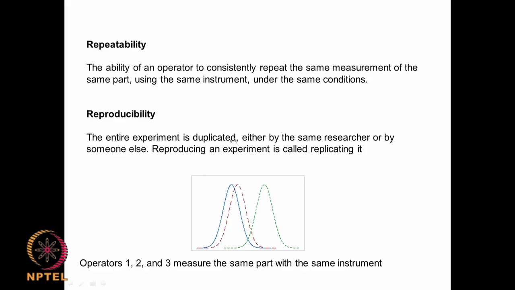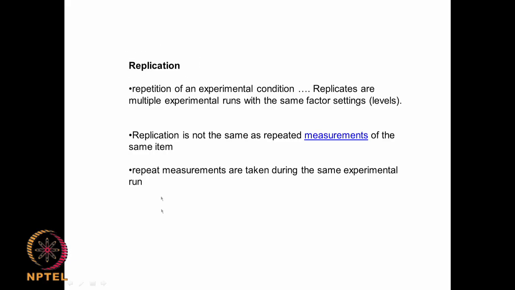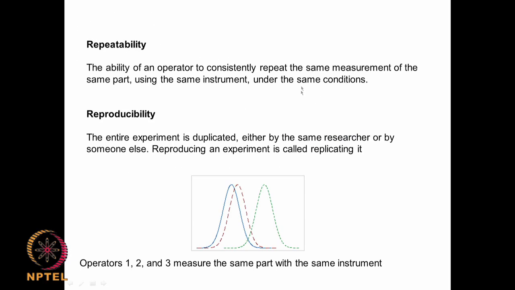So, the entire experiment is duplicated by the same researcher or by someone else. So, that is called reproducibility. So, reproducibility is same as replication, but repeatability is repeating the analysis twice or thrice and so on actually. So, in reproducibility you are trying to see whether operator 1, 2, 3 are able to reproduce the same experiment. I give the same experiment to 3 people and see whether they are able to reproduce it. So, I may have a situation where one operator, second operator almost able to reproduce, whereas third operator is not able to reproduce. Okay. So, the repeatability is different from reproducibility.